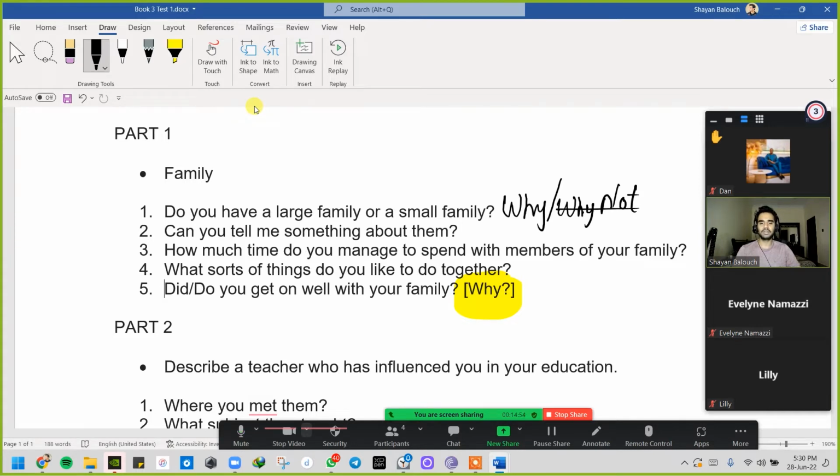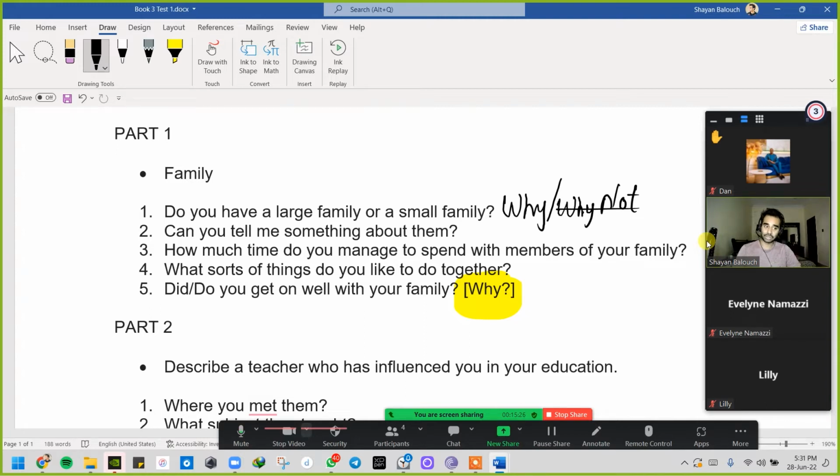For example, how much time do you manage to spend with the members of your family? Maybe here the question has why written at the end, but the examiner is not going to tell you why. They won't make the why part of their question. They're just going to ask a straight question. But you have to always come with a reason, whether a positive reason or a negative reason. For example, the examiner asks you this question: do you like your hometown?